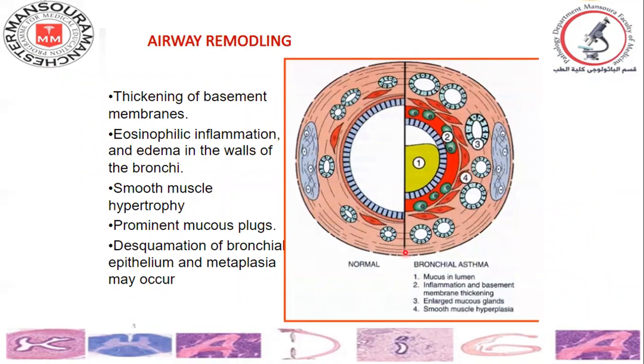Another diagram to differentiate between the normal dilated lumen of the airway, and the narrow lumen filled with mucus in case of bronchial asthma, with thickening of the wall with the muscle, the inflammatory cells, and the mucus gland.